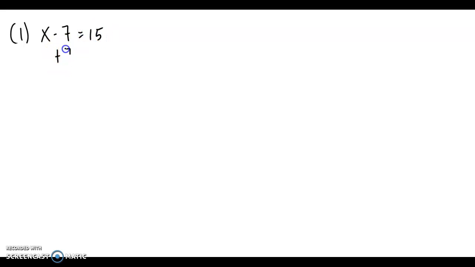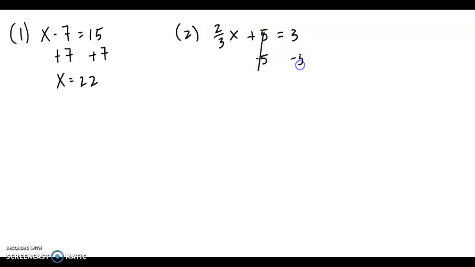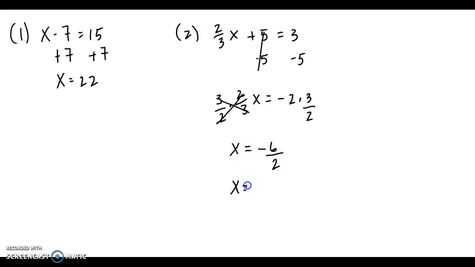All right, so number 1, solve the equation. Number 1 was good. Add 7 to both sides. X is equal to 22. Number 2, 2/3 x plus 5 equals 3. So first I'll subtract 5 from both sides. 3 minus 5 is -2. Now I'm going to multiply by 3 halves on both sides, because that's the reciprocal. They cancel out on the left-hand side, and I get x is equal to -6 divided by 2. So x is equal to -3.